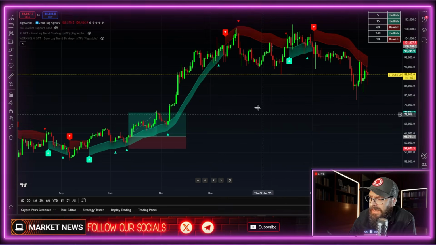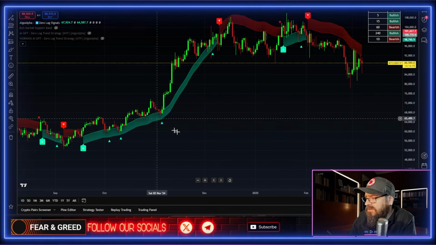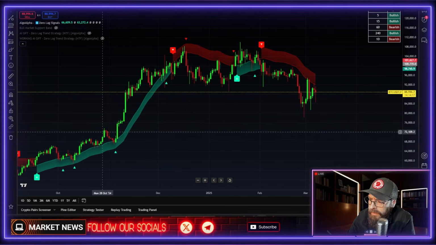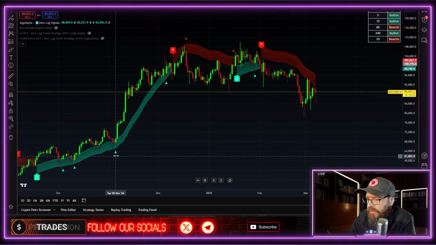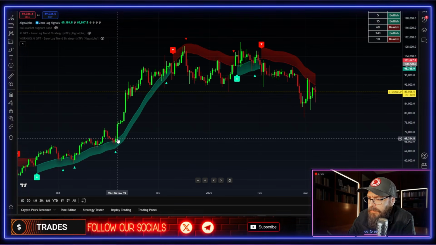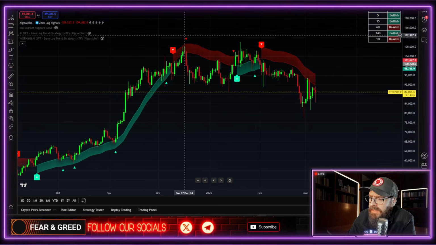It played out. And you could have taken this trade here also. As you can see, the exact same thing happened. We had a pullback into the ribbon. Our next green candle closed above the ribbon, which is absolutely critical, and off to the races again.